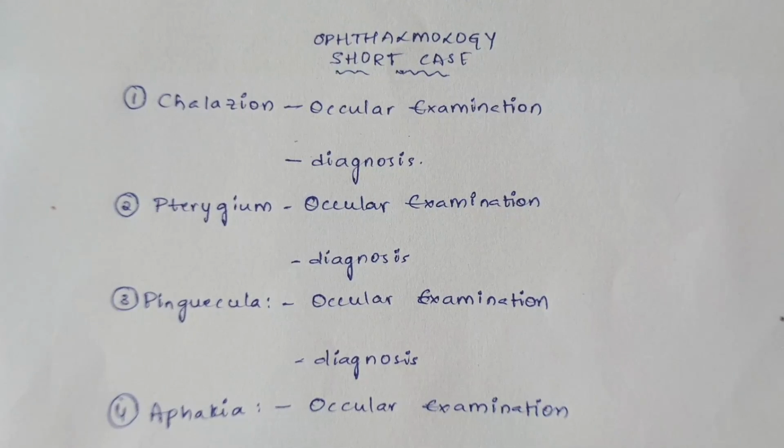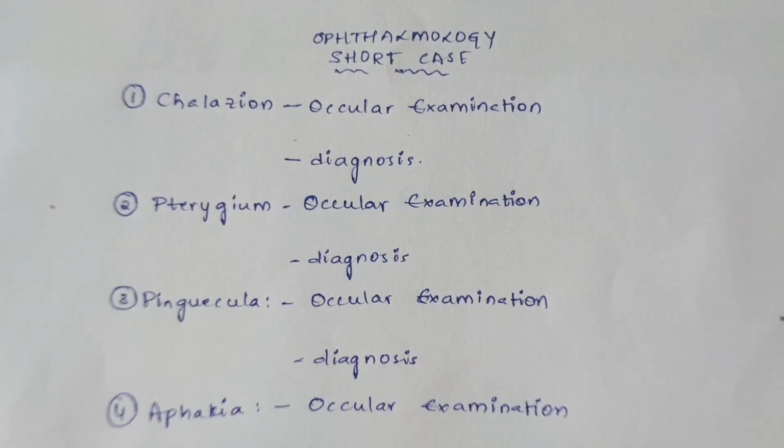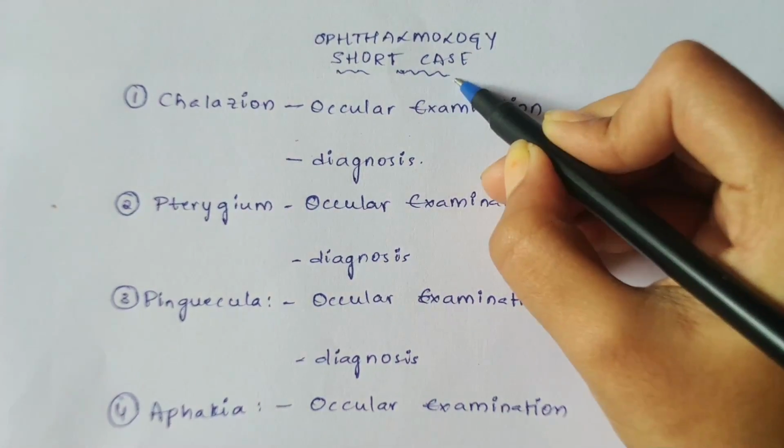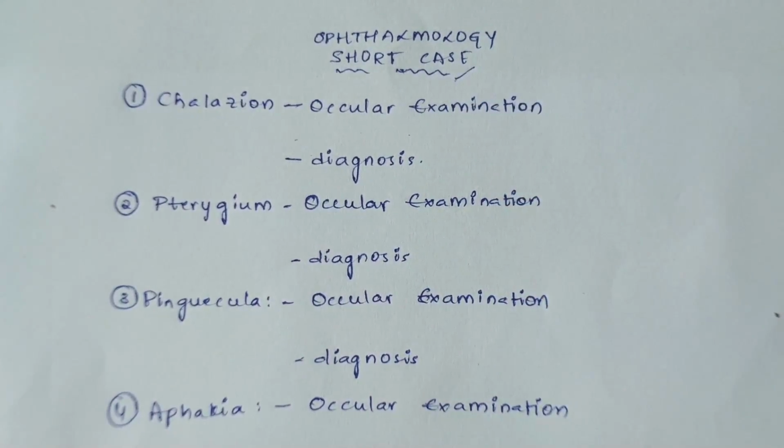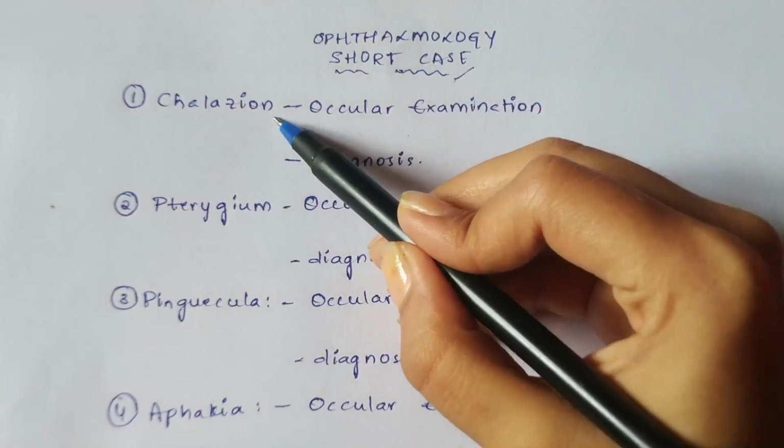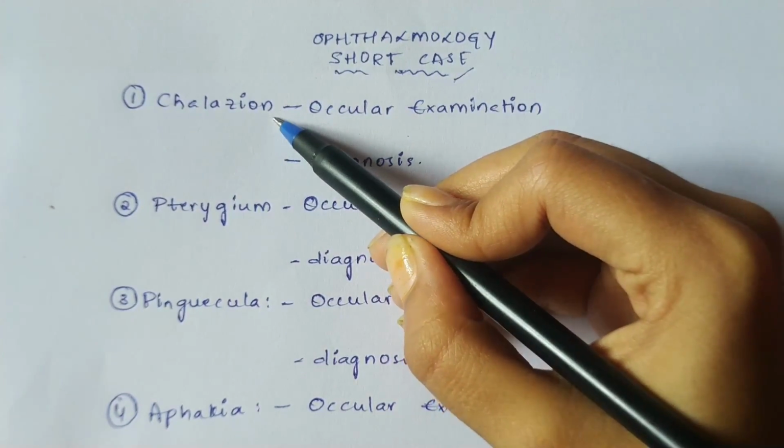In the previous video we discussed ophthalmology long cases, that is cataract. In cataract we discussed senile mature cortical cataract, senile immature cortical cataract, and senile nuclear cataract. And in this video we will be discussing short cases of ophthalmology. First of all, we will discuss chalazion.